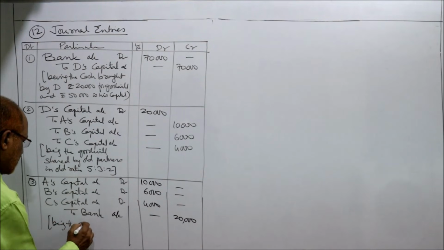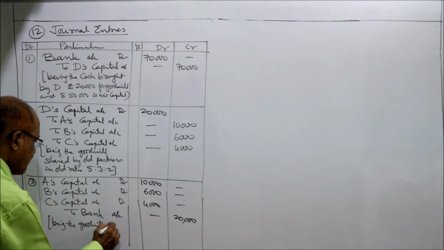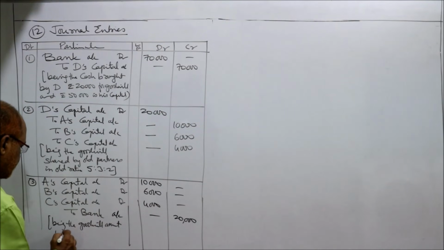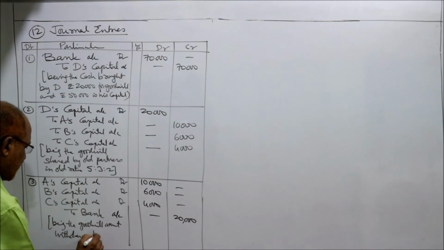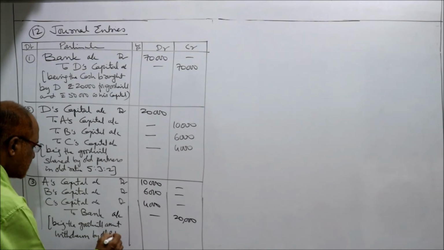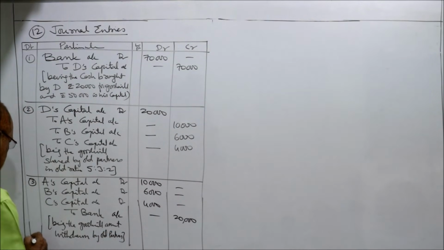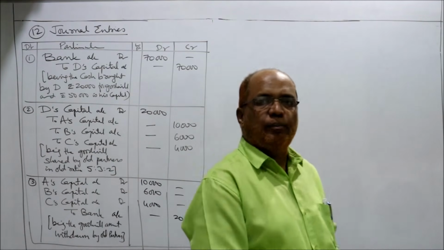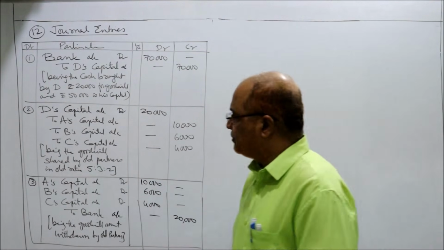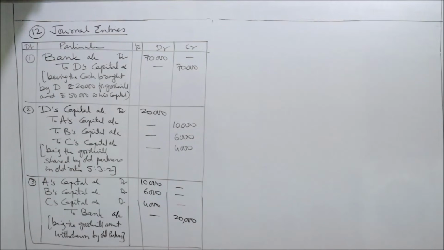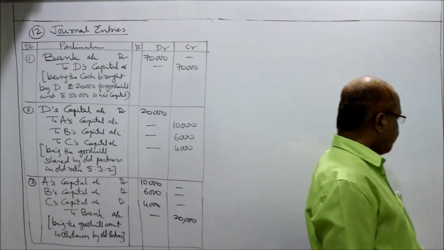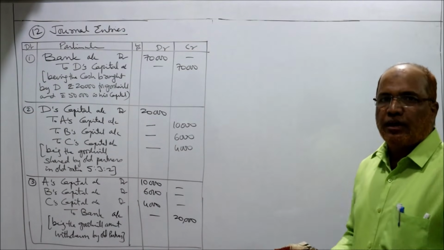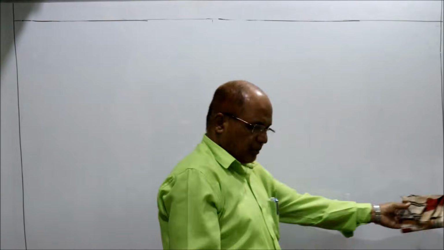Being the goodwill amount withdrawn by old partners. Goodwill amount withdrawn by old partners. That's all. These are the journal entries. Take a pause and then copy down. Now, 13th problem.